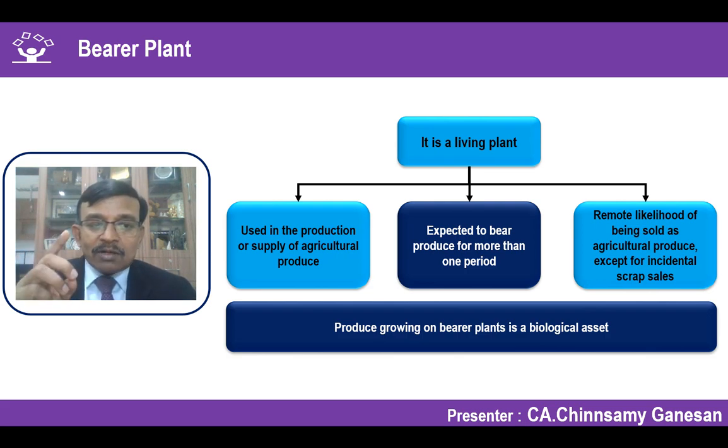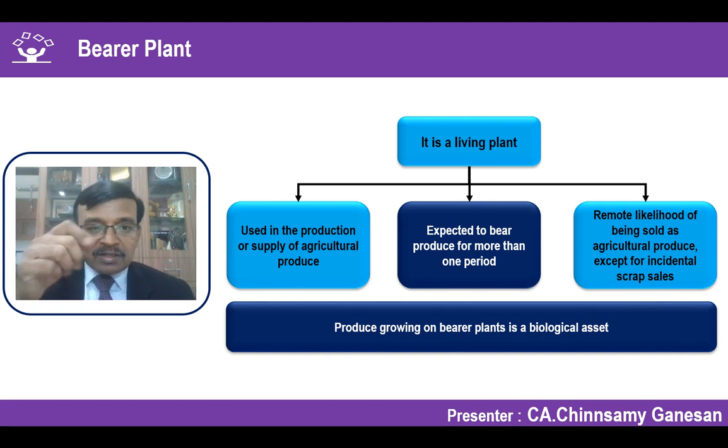Bearer plant is outside the scope of Ind AS 41, goes to Ind AS 16. Again, I am repeating, as per the cost model. At the same time, whatever produce is growing on the bearer plants is still a biological asset.